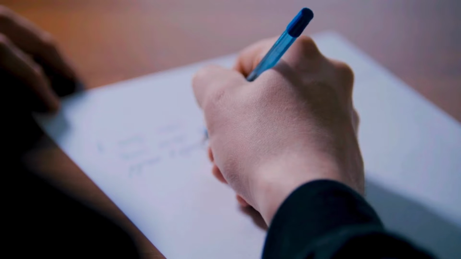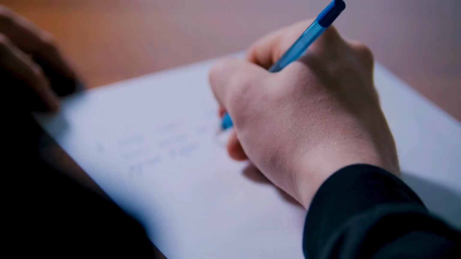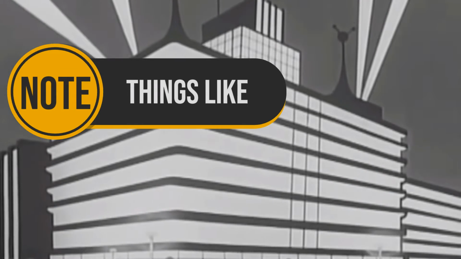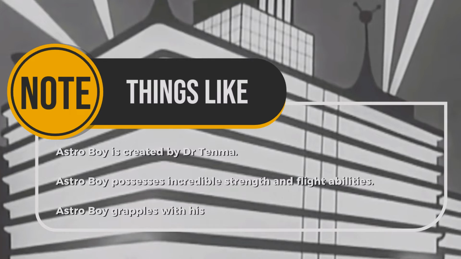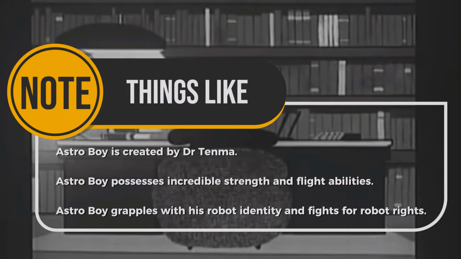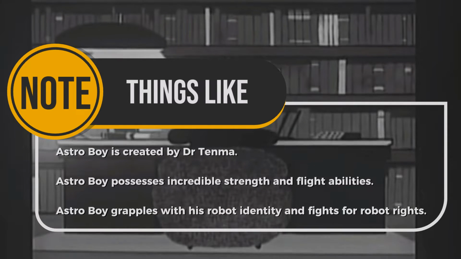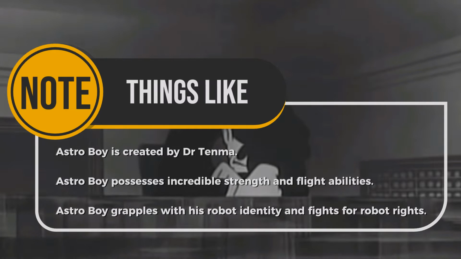Now, while watching, jot down key plot points, character introductions, and major events. For example, you could note down things like, Astro Boy is created by Dr. Tenma. Astro Boy possesses incredible strength and flight abilities. Astro Boy grapples with his robot identity and fights for robot rights.